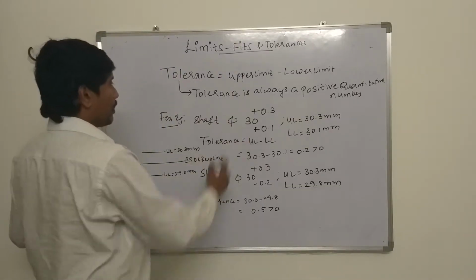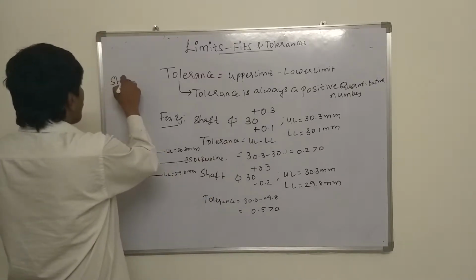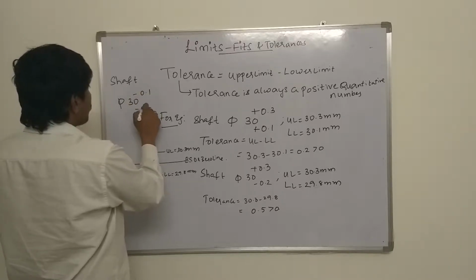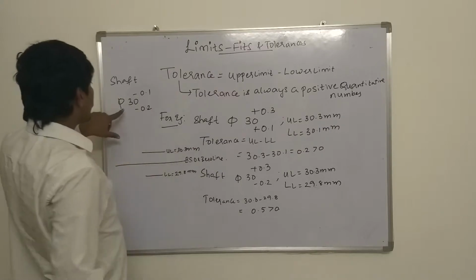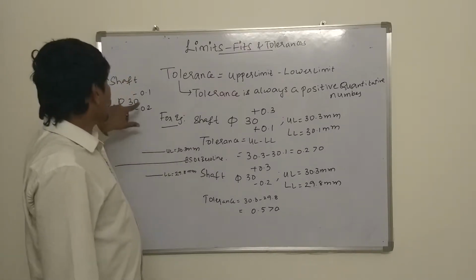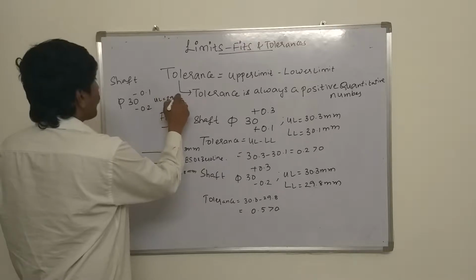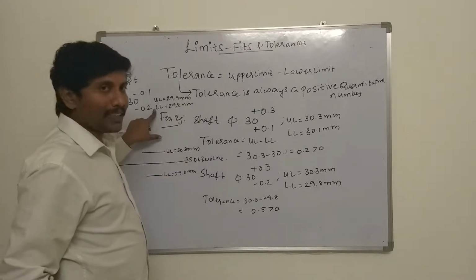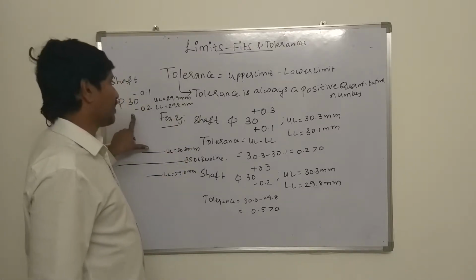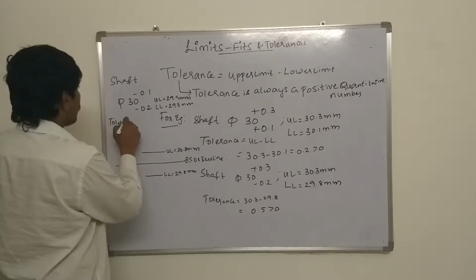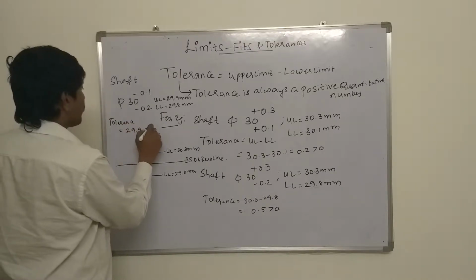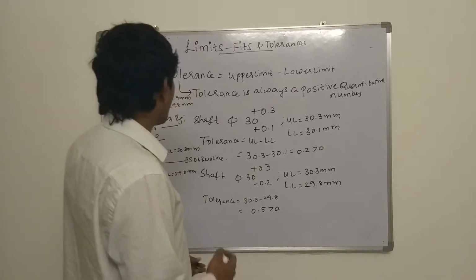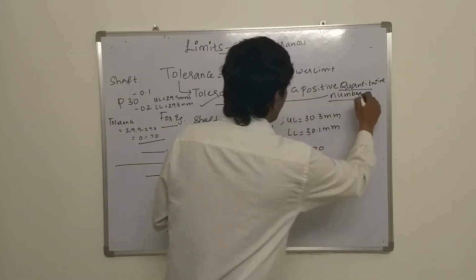For example, consider a shaft of diameter 30 minus 0.1 minus 0.2. Here it comes under unilateral tolerances. The upper limit is 29.9 mm and the lower limit is 29.8 mm. Both these limits lie below the basic size or zero line. So here the tolerance is 29.9 minus 29.8, equal to 0.1, which is greater than 0, a positive quantitative number. This is one of the important points to note.